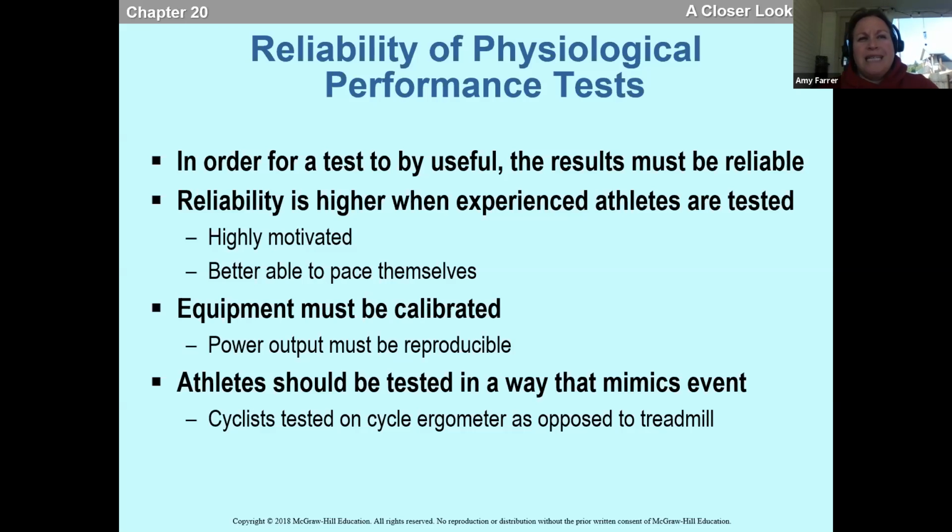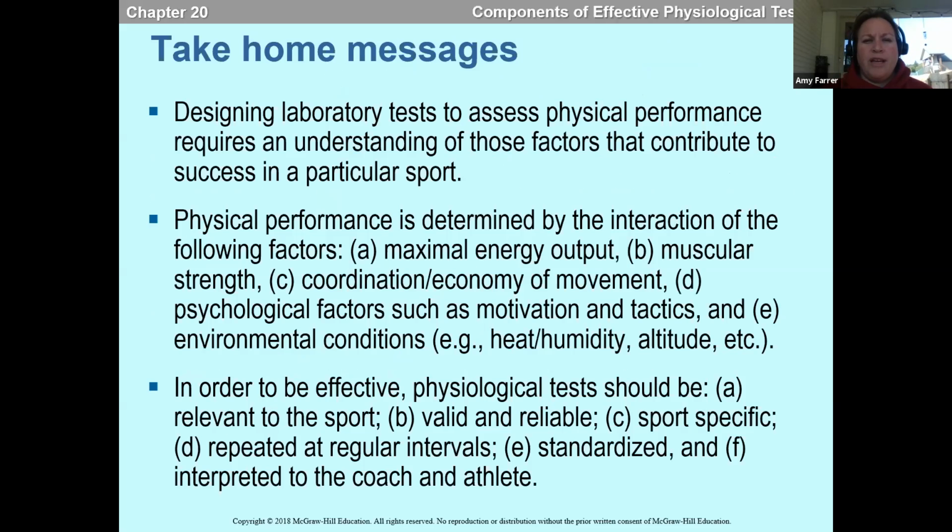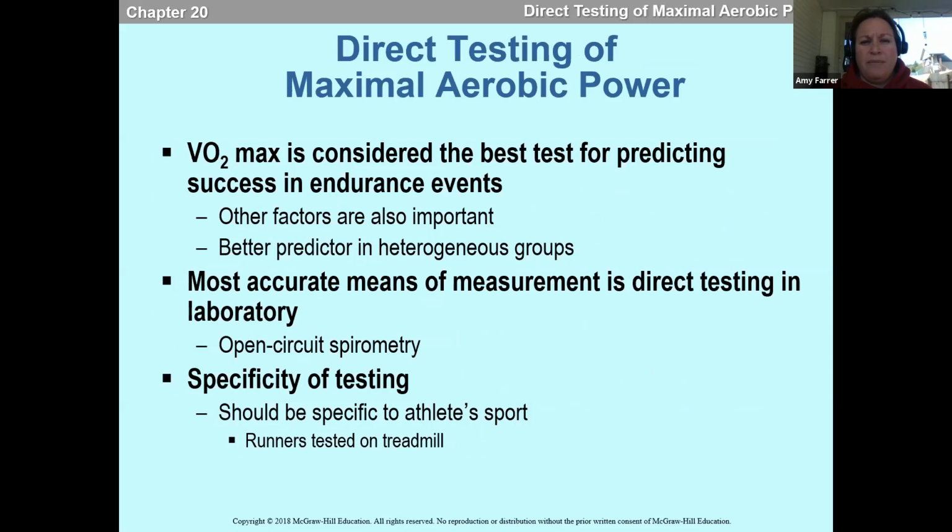Again, choose a test that's specific. If we're looking at cycling, we should test on a cycle ergometer. We should not necessarily choose a treadmill. Same thing if we're looking at runners, why are we assessing them on a bike test? Those are things to look at. Can we break up what we're doing and make it work?